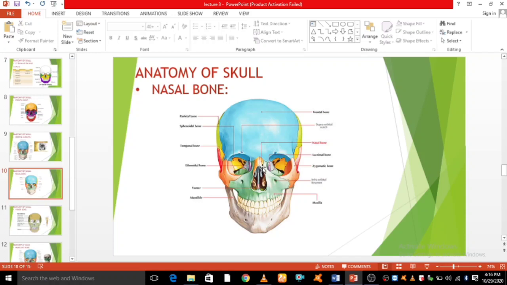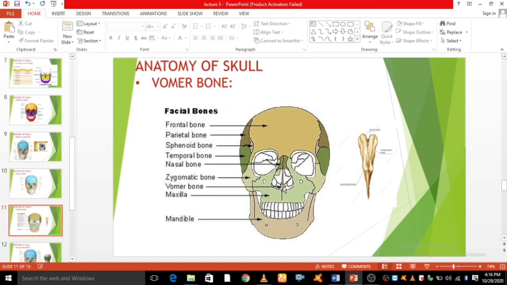Now look at the nasal bone. The nasal cavity is divided into two cavity because of septum. Septum made by which bone? Vomer bone. They are placed side by side in middle and upper part of the face, and their junction form the bridge and upper 1/3 of the nose.